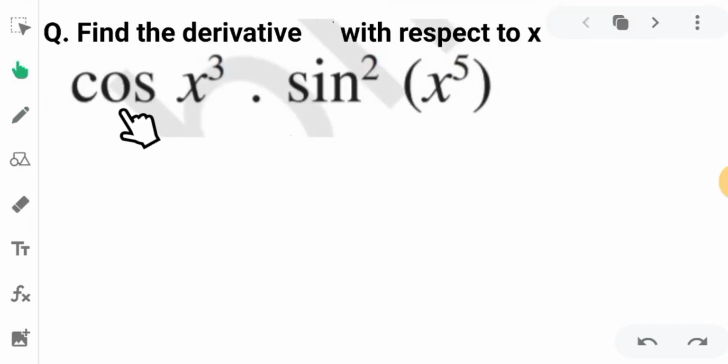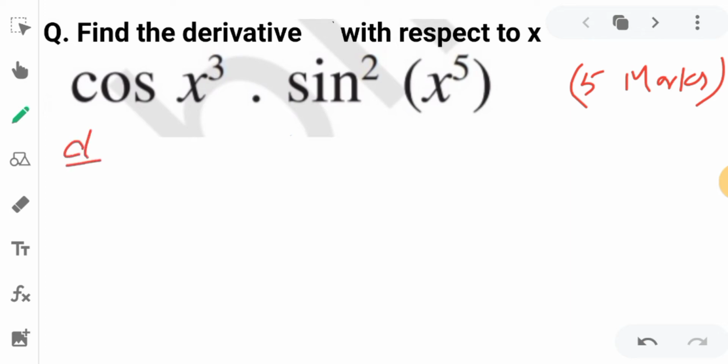Hello students, in this question we have to find the derivative of cos x cube into sin square x to the power 5. This is a long question, so it can come for 5 marks. We will discuss how to solve this question.